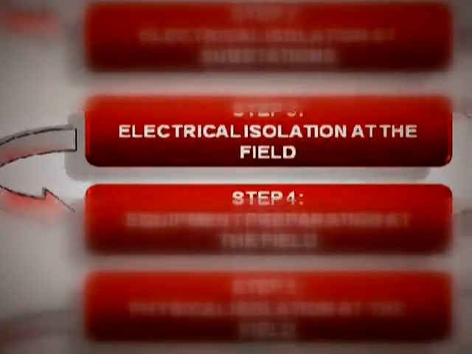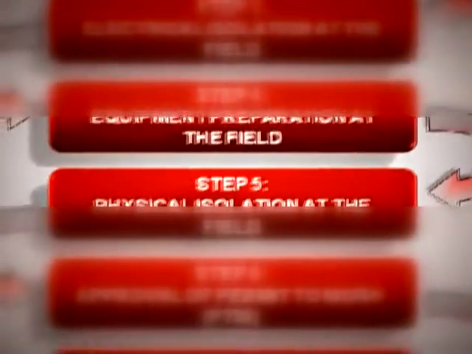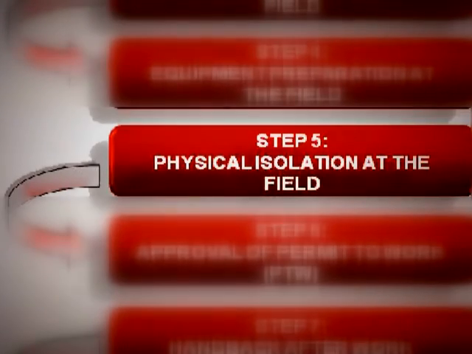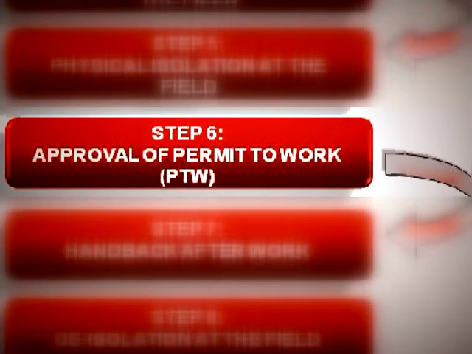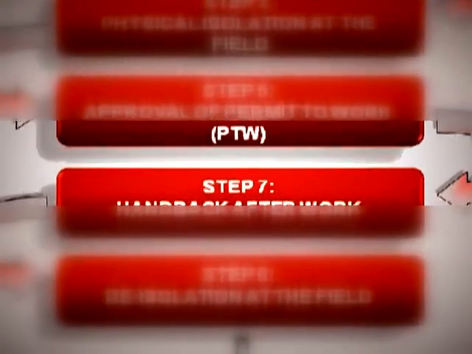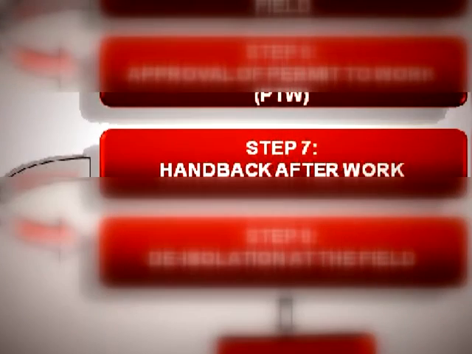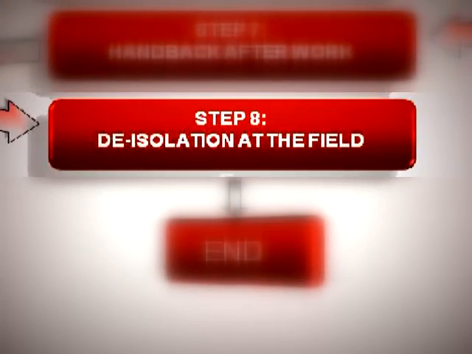Step 4. Equipment preparation at the field. Step 5. Physical isolation at the field. Step 6. Approval of permit to work, known as the PTW. Step 7. Hand back after work completion. And finally, Step 8. De-isolation at the field.